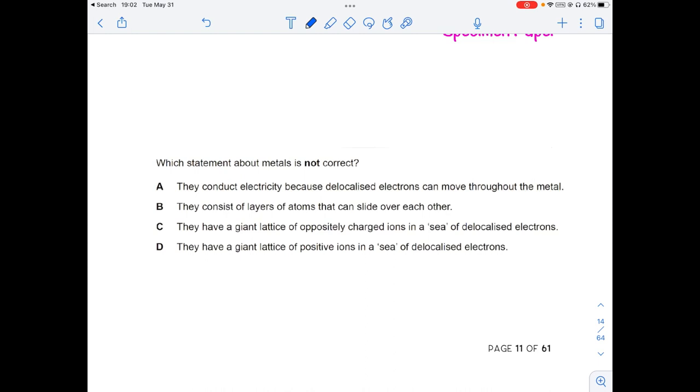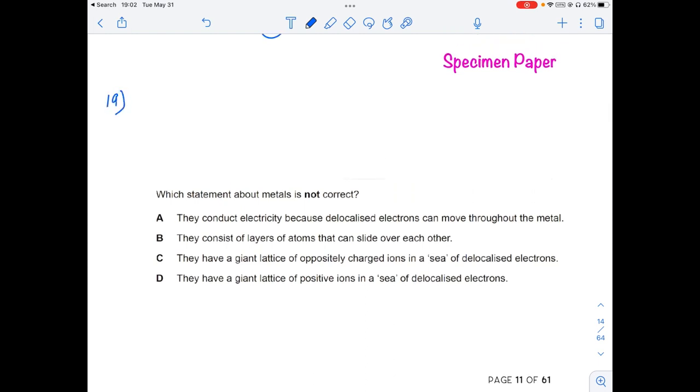Coming to the next question, question number 19. This is from the specimen paper. Which statement about metals is not correct? See, the word not has been highlighted, so you have to read very carefully. They conduct electricity because of delocalized electrons that move throughout the metal. Yes, that's correct. Electricity conduction is only because of these delocalized electrons.